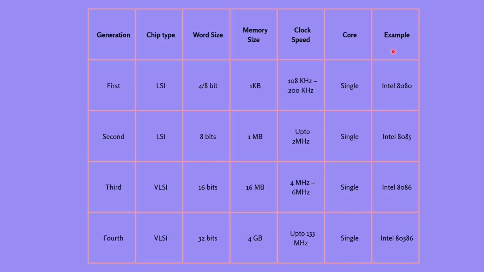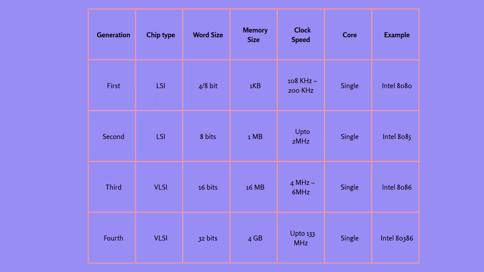And the examples of some of the processors are Intel 8080, 8085, 86, 80386, and in the fifth generation now we have Pentium processors and Xeon processors. And if you see the clock speed, initially in the first generation it was up to kilohertz, in the second and third generations it was up to megahertz, and in the fifth generation it is now up to gigahertz speed. So this is about the generations of the microprocessors.